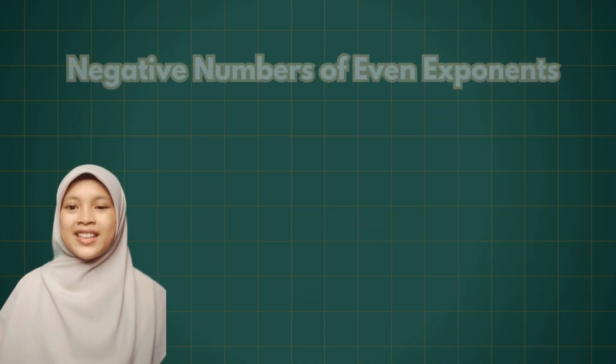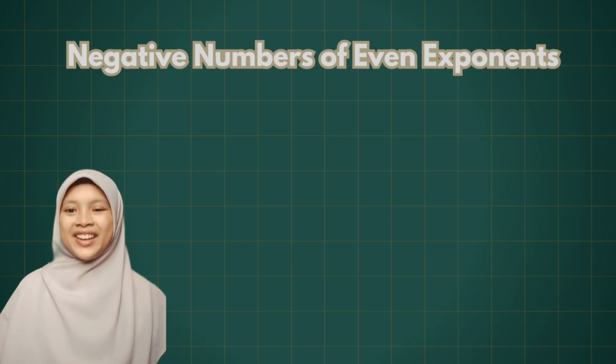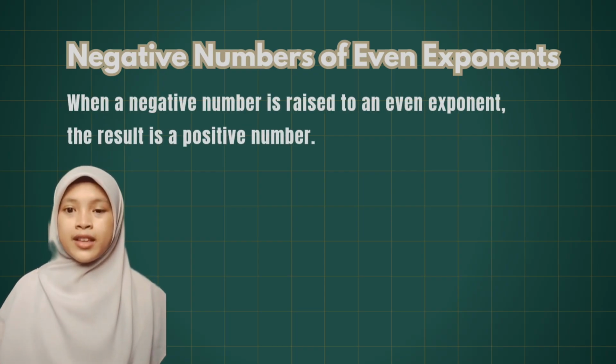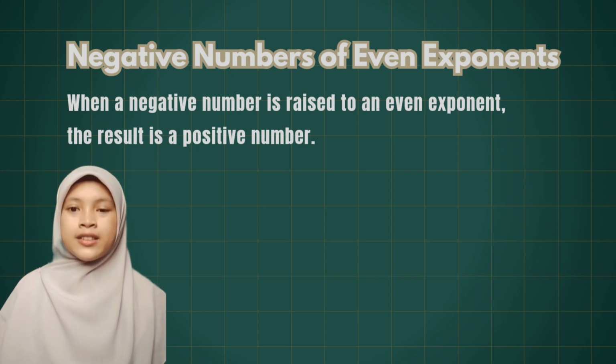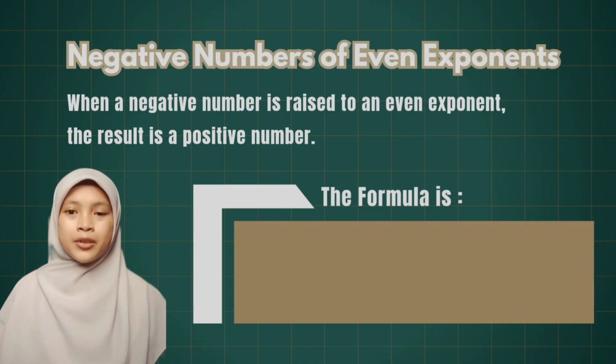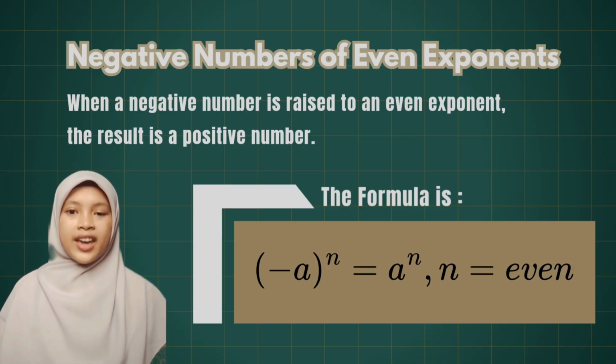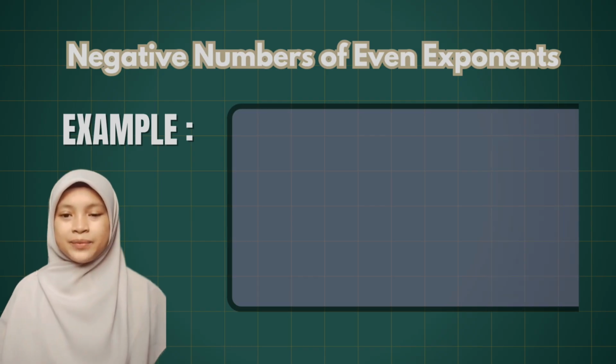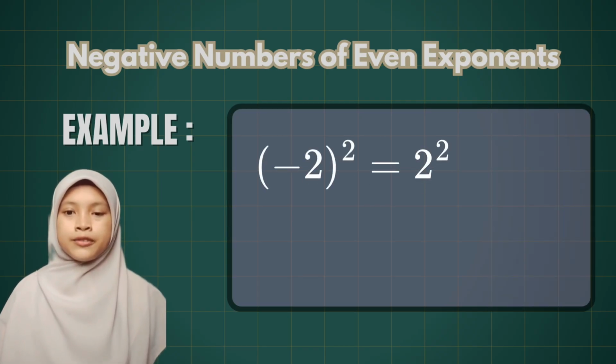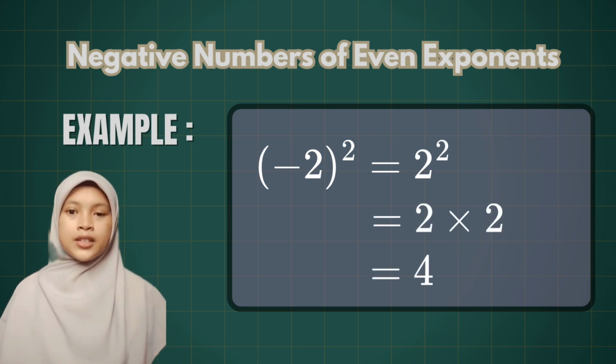The last property is negative number of even exponent. When a negative number is raised to an even exponent, the result is always a positive number. The property can be written negative a to the power of n equals a to the power of n. For example, negative 2 to the power of 2 equals 2 to the power of 2, which equals 2 times 2, which is positive 4.